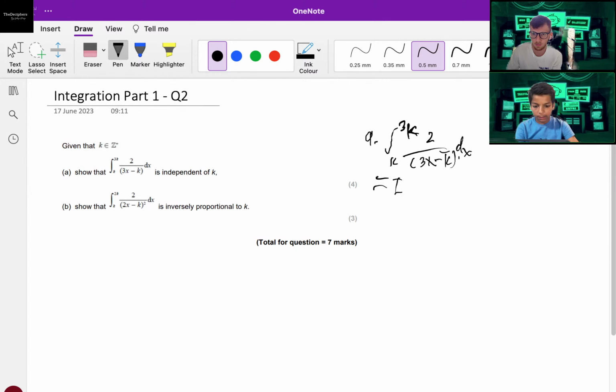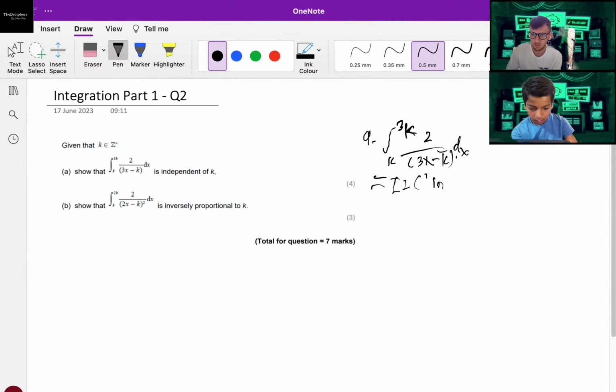So that is, I think it's 2 times then... 3, I think 3, no, not 3, a third ln of x minus... so a third ln of 3x minus k. Well, you mean 3x minus k, yeah.